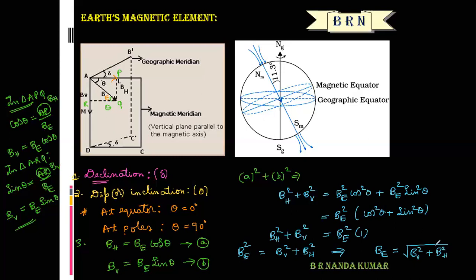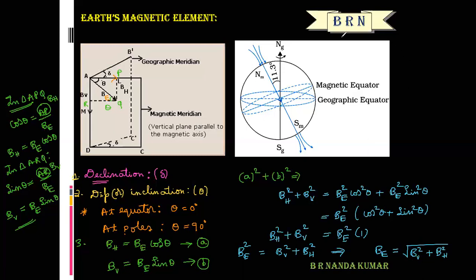Suppose the horizontal and vertical components of Earth's magnetic field are given, we have to find out Earth's magnetic field at a given place. By using this equation, B is equal to root of BV squared plus BH squared. Earth's magnetic field at a given place can be calculated by using this equation.